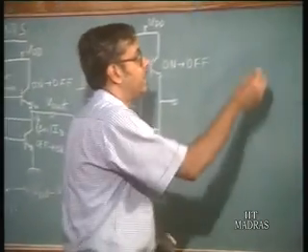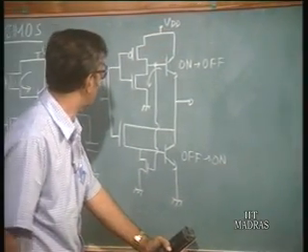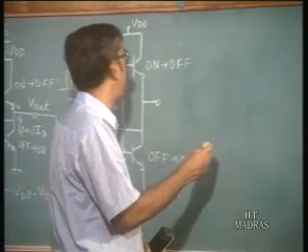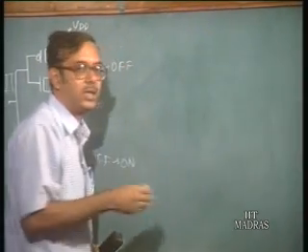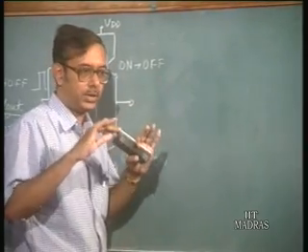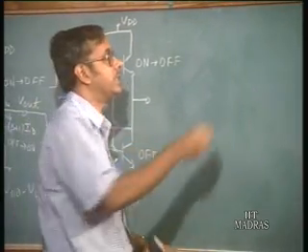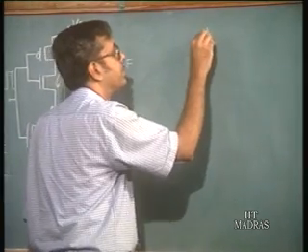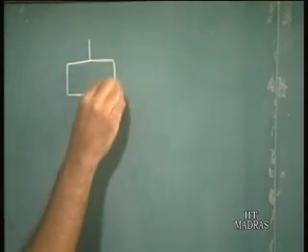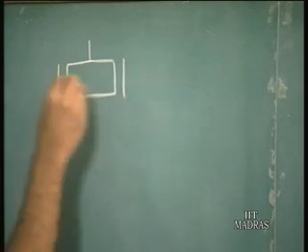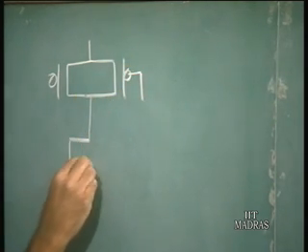We can also have other logic gates as in the CMOS, for example, a NAND gate. In the case of a NAND gate in CMOS, we have two PMOS transistors in parallel and two NMOS transistors in series. So, if we want to have a NAND gate in CMOS, this is the circuit.